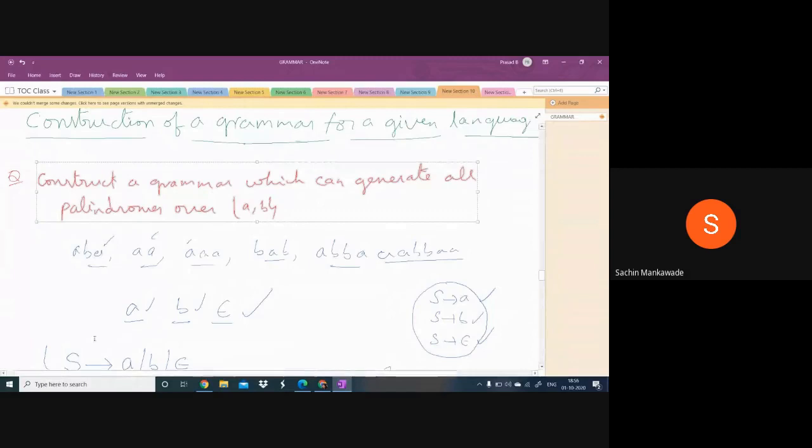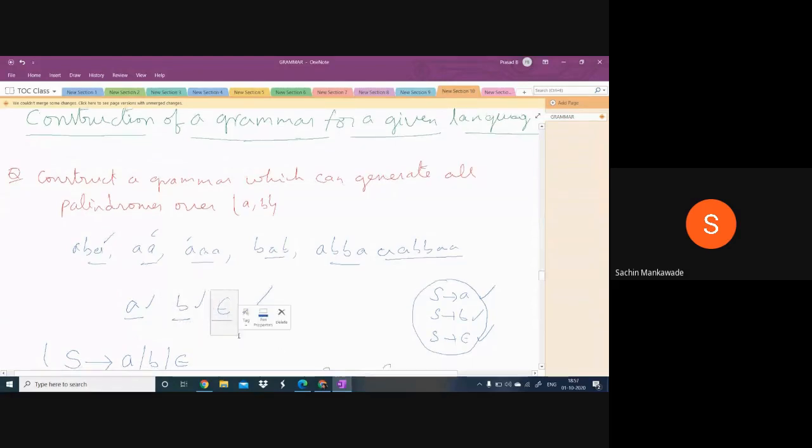Now, what is a palindrome? If you read the string from the left side or the right side, it will be the same. Or the nth symbol from the left-hand side and the nth symbol from the right-hand side will be the same. Example: ABA is a palindrome, AA is a palindrome, AAA is a palindrome, BAB is a palindrome, ABBA is a palindrome, and this is a palindrome. Like this, there will be an infinite number of palindromes. And A is a palindrome, B itself is a palindrome, and the smallest palindrome is epsilon.